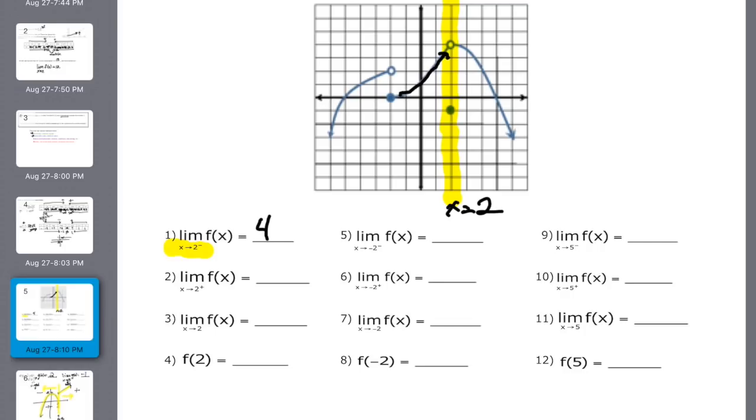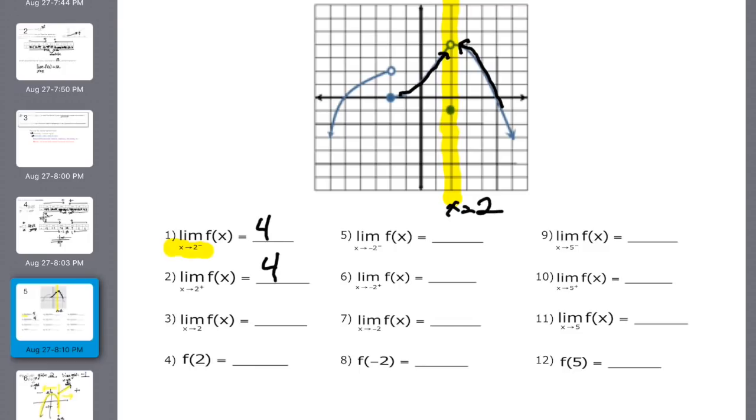If we look at the next one, number 2, x approaching 2 from the positive side. So positive side meaning the right side of that line. As I'm on that function, I'm approaching that exact same value, y equal to 4. So my limit from that approach is y equals 4.